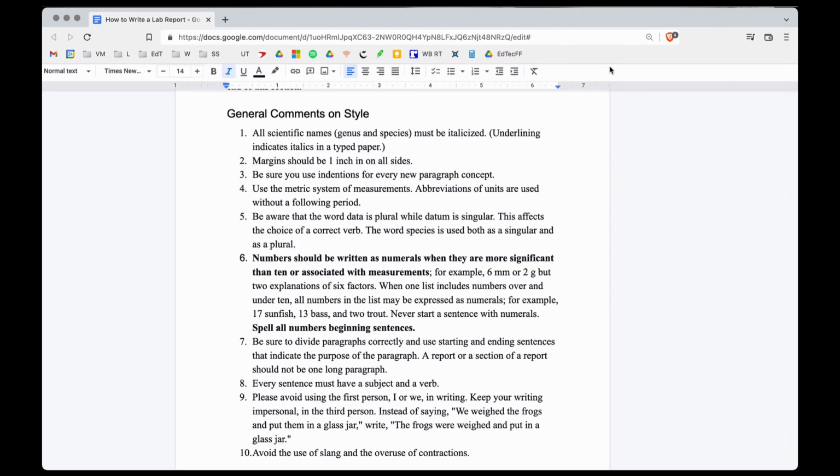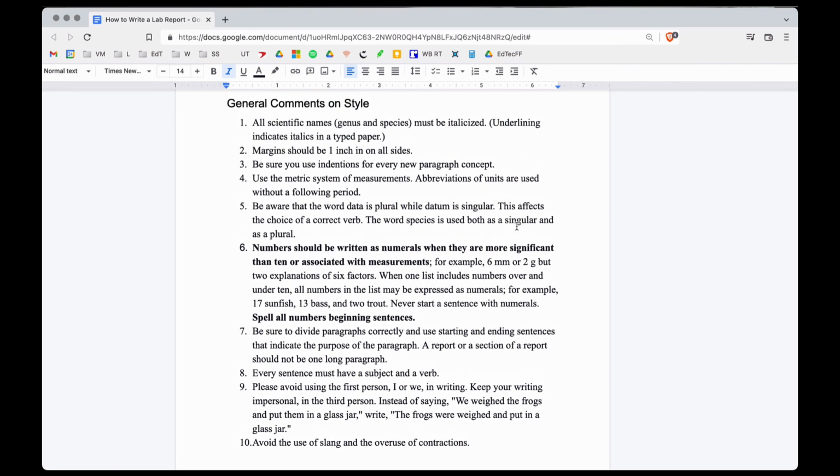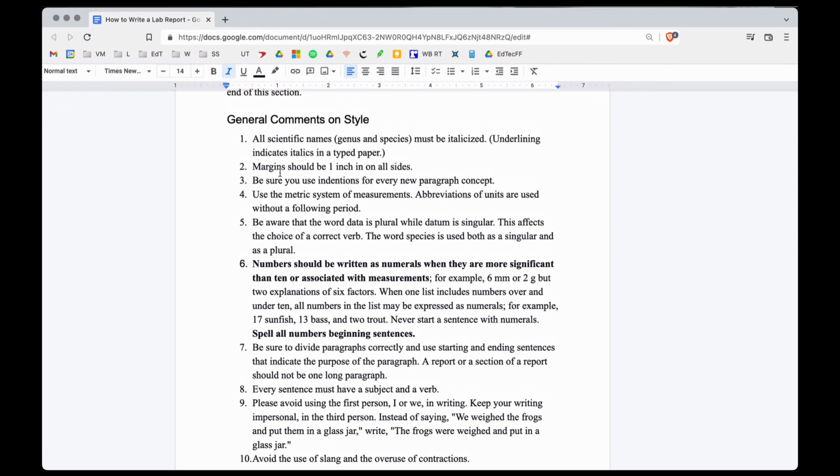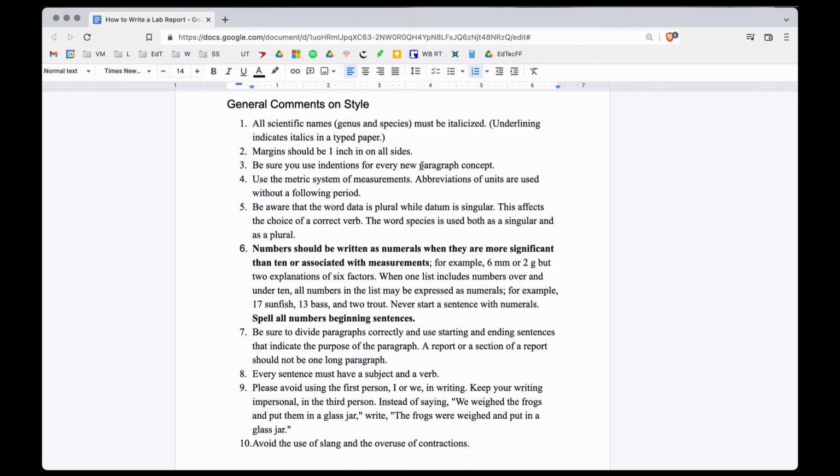So now we just need to finish up with some general comments on how you should be writing. This is pretty self-explanatory, so it's not too difficult. But overall, when you write your papers, make sure that all scientific names, you can include common names, but be sure that you include the scientific names, the genus and the species, and that they are italicized or that they are underlined. Your margins standard should be about 1 inch on all sides.